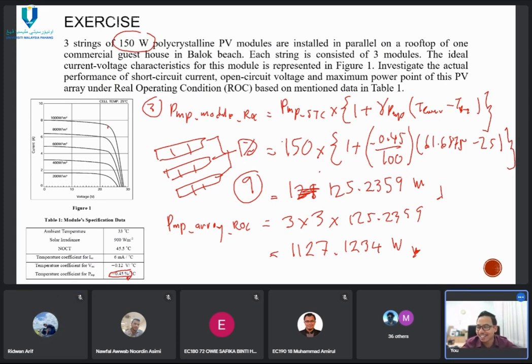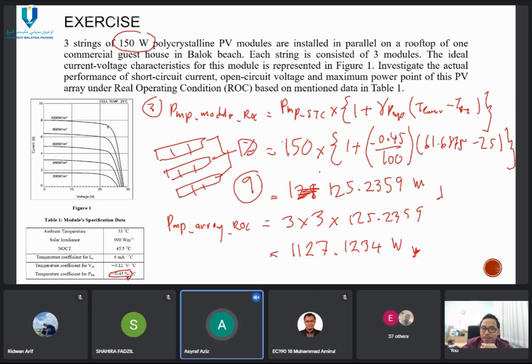Soalan lain? Doktor, saya ada soalan. Yes. Contoh ada 3 string. String yang tengah-tengah modul tu rosak in between.